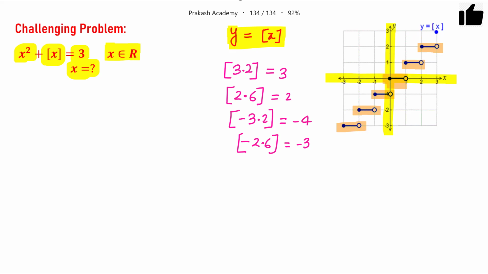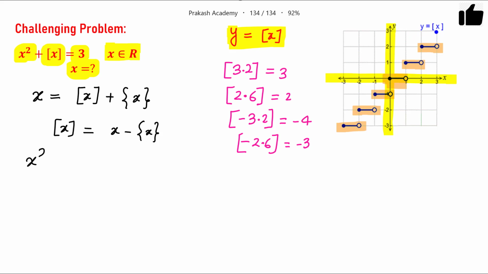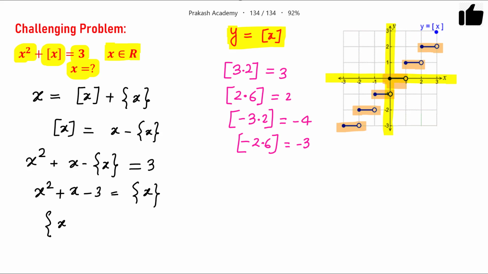Now you can write any x value in terms of the greatest integer function. So you can write any x as greatest integer x plus fractional part of x, which lies between 0 and 1. So I can say from here that greatest integer x is equal to x minus fractional part of x. Now let us substitute this into the original equation. In the original equation you have x square plus greatest integer x, that is x minus fractional part of x, and this is equal to 3. So from here I can write x square plus x minus 3 is equal to fractional part of x. Or I can say fractional part of x is equal to x square plus x minus 3.